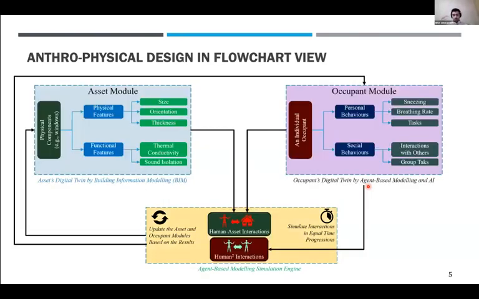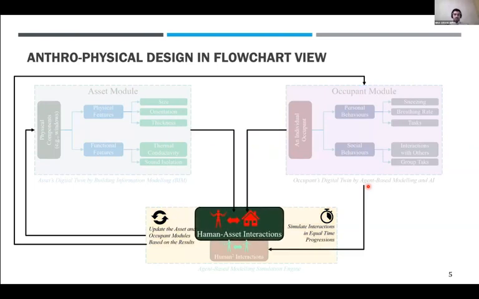And then based on all of these interactions, there are some updates in the modules. For example, if I'm opening the window, there is feedback going into my occupant module. It's telling me that I don't feel hot anymore. It's rather cold outside, so I have to close the window. And it also changes something in the asset as well.